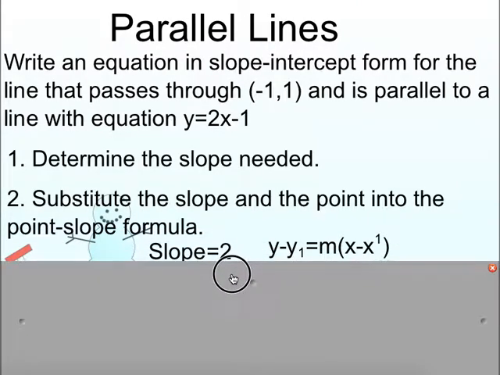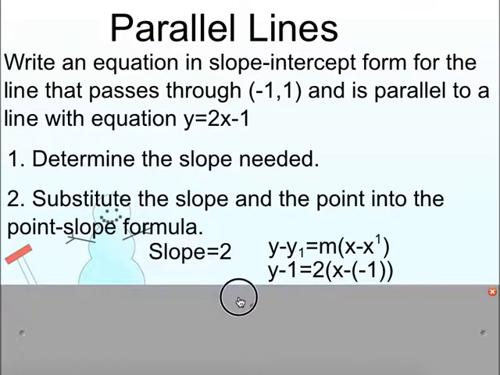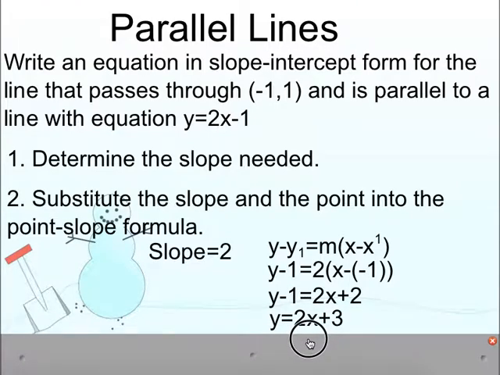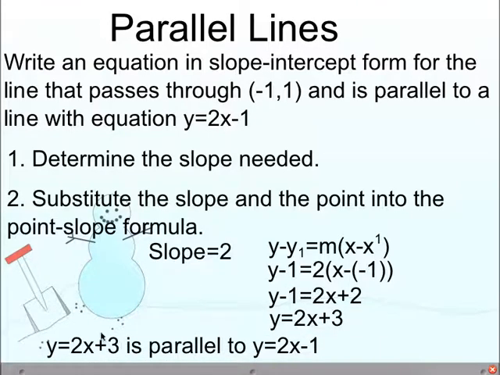So, remember, our point-slope formula is y minus y1 equals m times x minus x1. So we plug them in. We say our y1 is 1, so we do y minus 1 is equal to the slope that we need, 2, times the quantity, x minus a negative 1. And we can combine that to just say this is x plus 1. So that when we distribute, so we can put this in slope-intercept form, we are going to say y minus 1 is equal to 2x plus 2, so y is equal to 2x plus 3. And yes, 2x plus 3 is parallel to 2x minus 1.